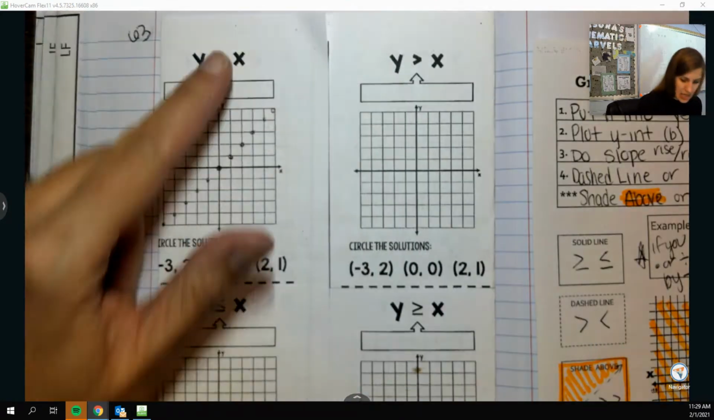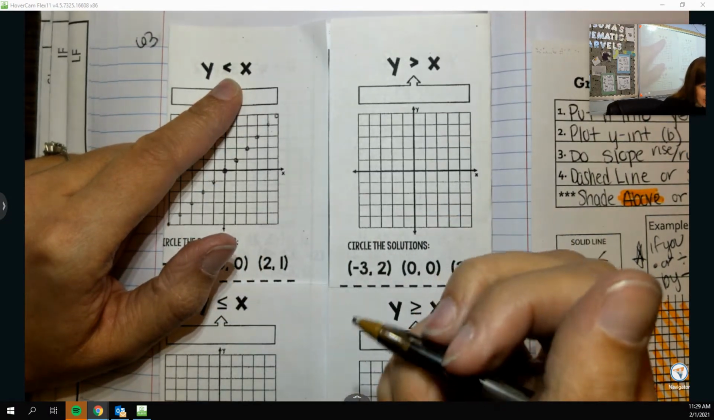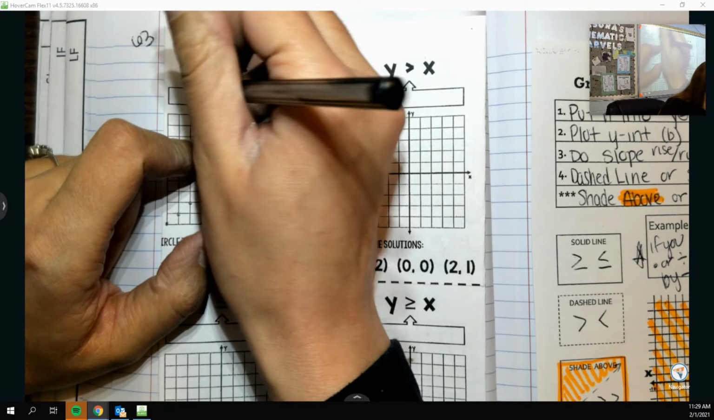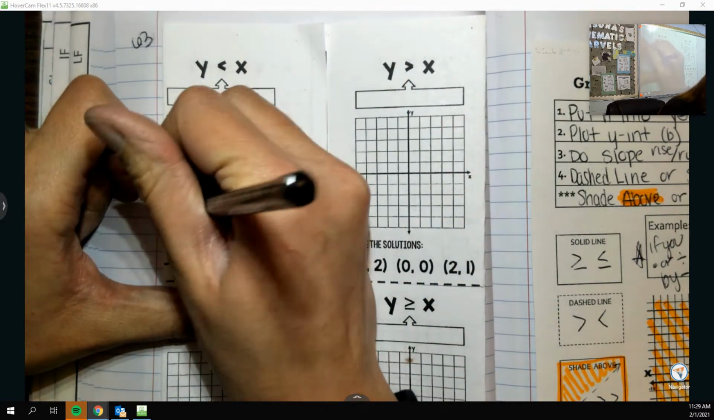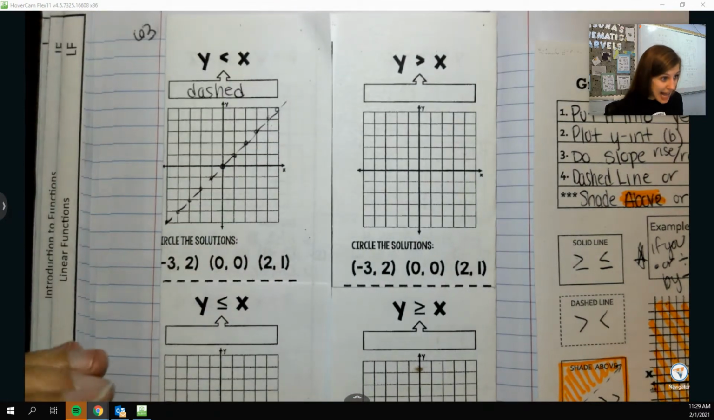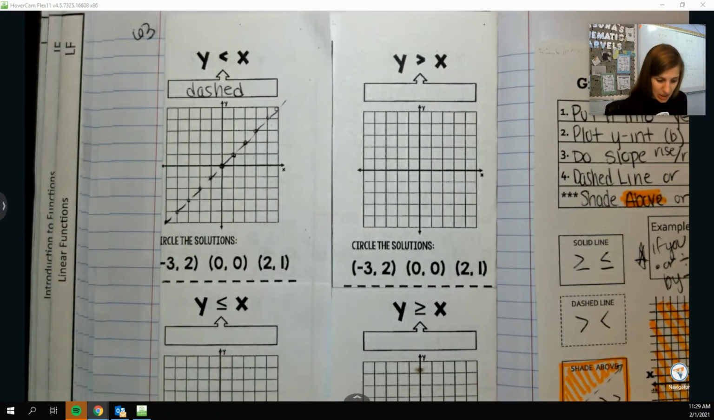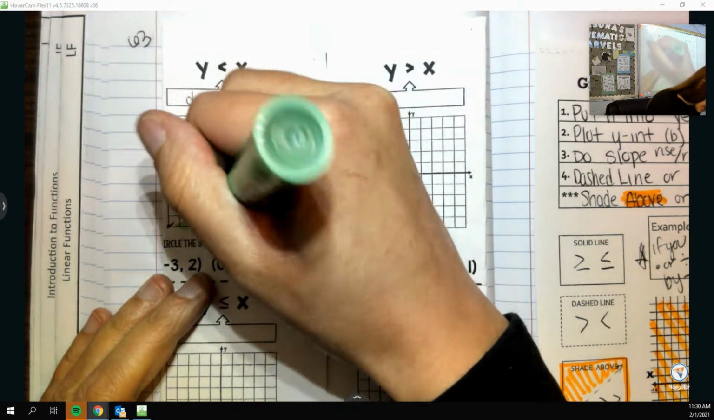Now this symbol is less than, and there's no line underneath, so that's going to be dashed. And because it is less than, we shade below, and so that would be down here.